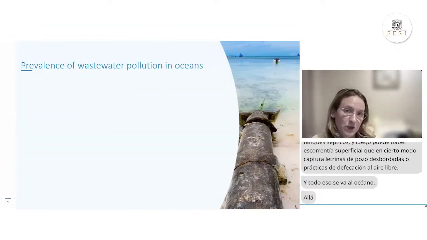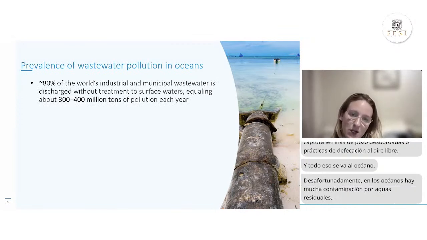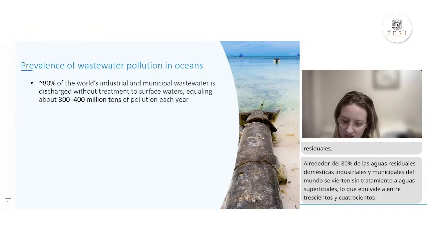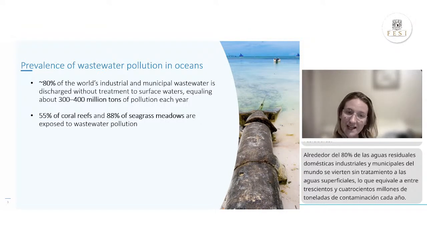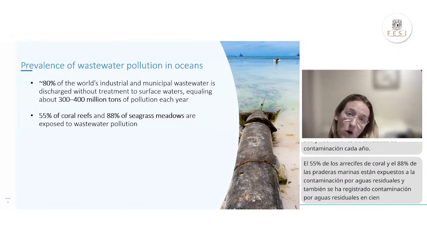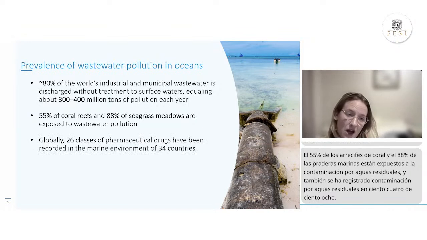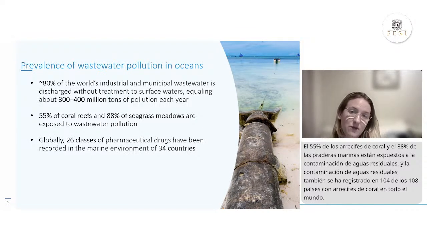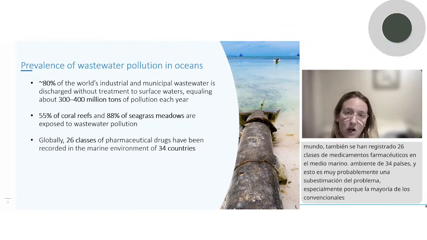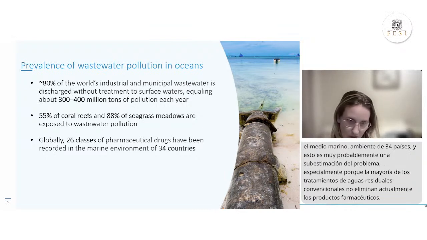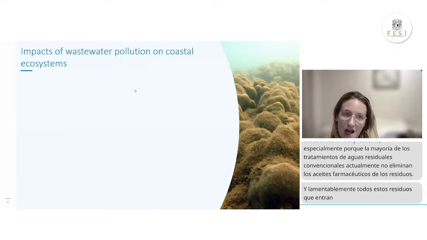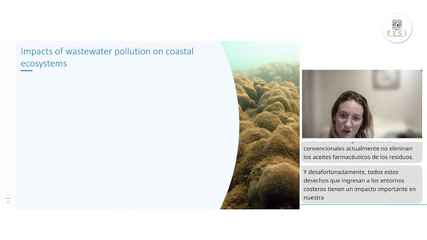There is unfortunately a lot of wastewater pollution in oceans. Around 80% of the world's industrial and municipal domestic wastewater is discharged without treatment to surface waters, which equals about 300 to 400 million tons of pollution each year. 55% of coral reefs and 88% of seagrass meadows are exposed to wastewater pollution. And wastewater pollution has also been recorded in 104 out of the 108 coral reef country locations. Globally, 26 classes of pharmaceutical drugs have been recorded in the marine environment of 34 countries, and this is most likely an underestimation of the problem, especially because most conventional wastewater treatment does not currently remove pharmaceuticals from the waste. And unfortunately, all of this waste entering the coastal environments has major impacts on our coastal ecosystems, such as mangroves, seagrass, and coral reefs.